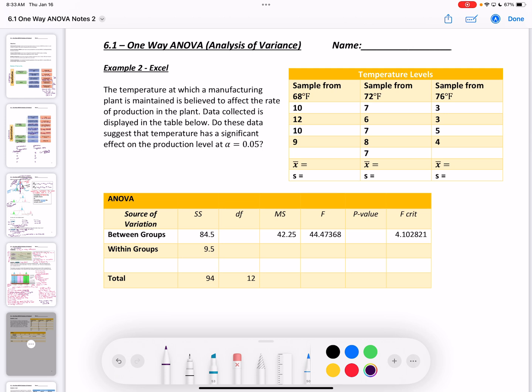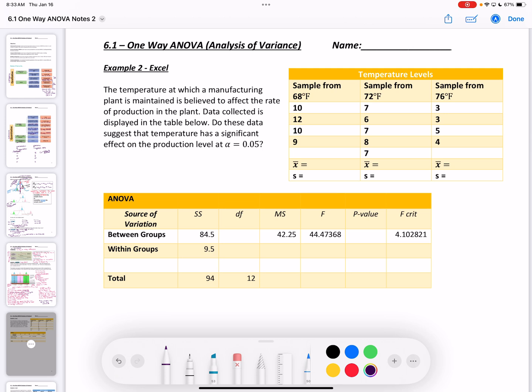All right. If you read this, it says the temperature at which a manufacturing plant is maintained is believed to affect the rate of production in the plant. Data collected is displayed in the table below. Do these data suggest that temperature has a significant effect on the production level at a 0.05 level of significance? These are samples from a plant at 68 degrees, so you'll see 10, 12, 10, and 9. The next sample is from a plant that is 72 degrees: 7, 6, 7, 8, 7. And the third sample is from a plant that is 76 degrees.